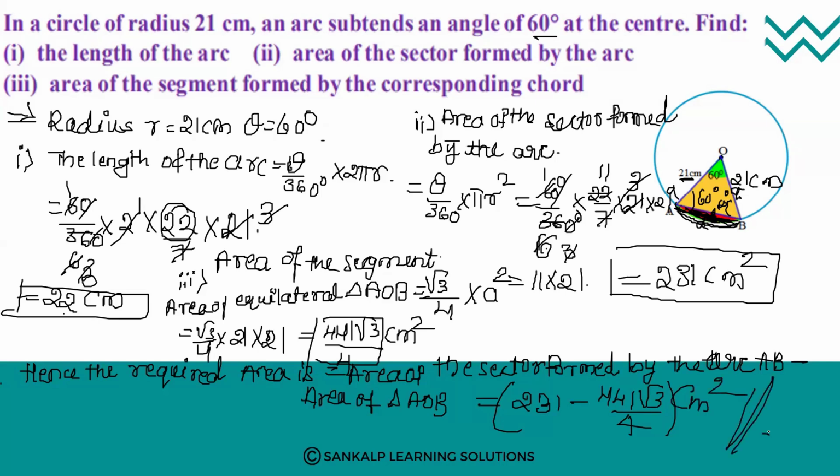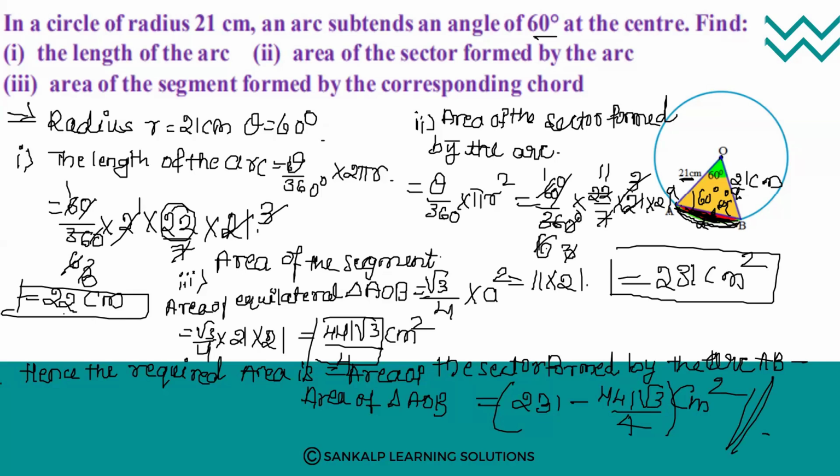Okay, understood. Here the radius and the angle are given, and we are asked to find the length of the arc. For that we know the formula: theta divided by 360 into 2 pi r, right? So 2 pi r means 2 into 22 divided by 7 into r, and theta value is 60 divided by 360. Then you will get 22 centimeters. So this is the length of the arc.